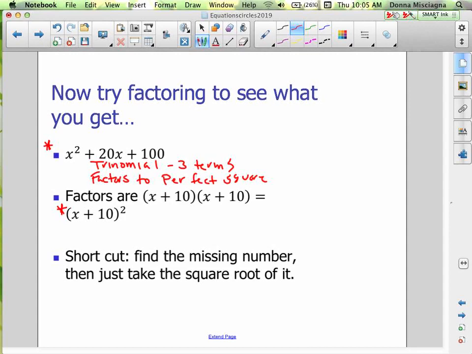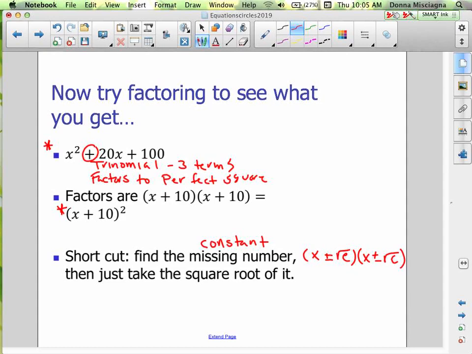So shortcut number one, after you find the missing number, the missing number is the constant. To factor it, just take the square root of it. And so that means it's going to be x, and then whatever the sign is. If this is a plus right here, that's a plus. If that second term were a minus, then it would be a minus. So whatever the sign is, it's going to be x plus or minus, and then it'll be the square root of c, x plus or minus, whatever the sign is, times the square root of c.